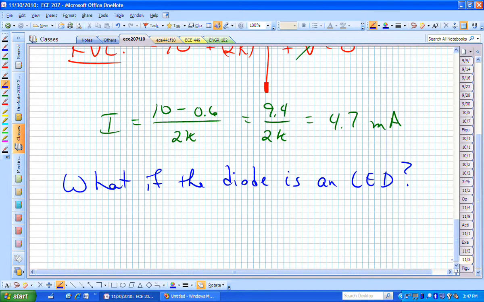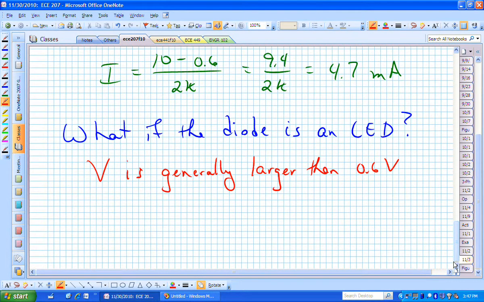If we had, instead of just a one-way valve, something that would illuminate when current goes through it, our forward voltage for an LED is bigger than 0.6 volts. But that's really the only difference in the analysis. V, that forward voltage, is generally larger than the 0.6 volts that we had before for the practical diode.